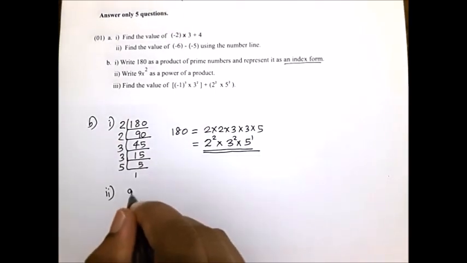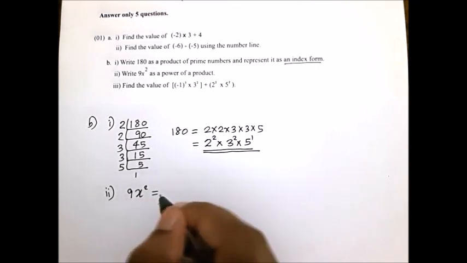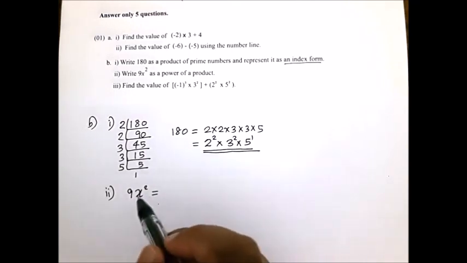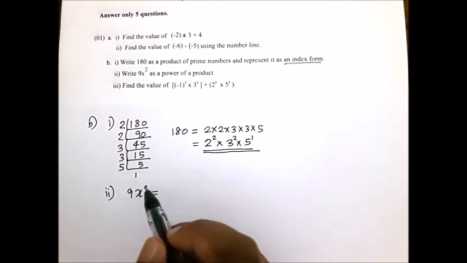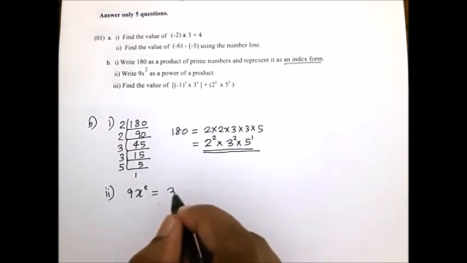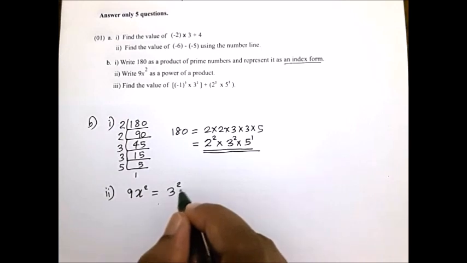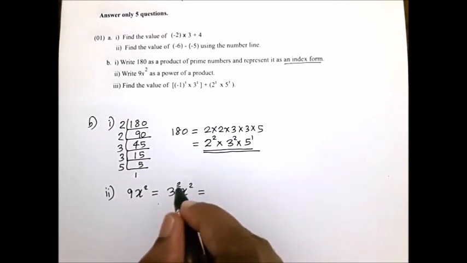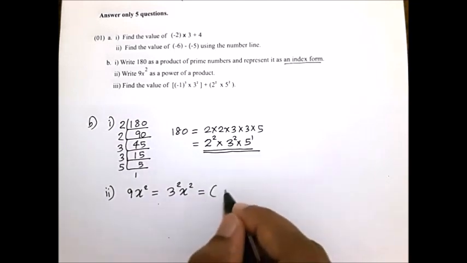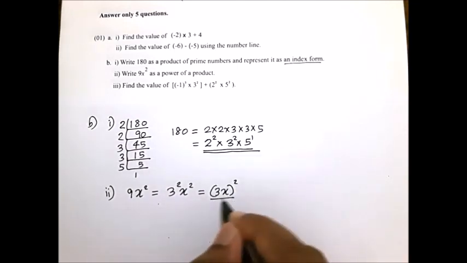Second one, 9x to the power 2 as a power of product. Write 9 as a power with index 2. You can write 9 as 3 to the power 2, x to the power 2. Now both have same index, to the power 2. You can take it out from bracket. Answer is 3x, the whole to the power 2.